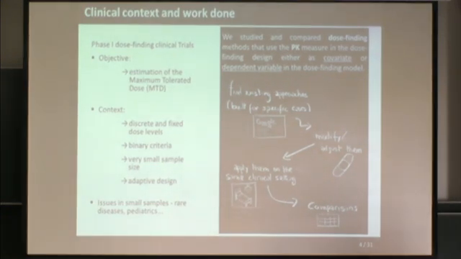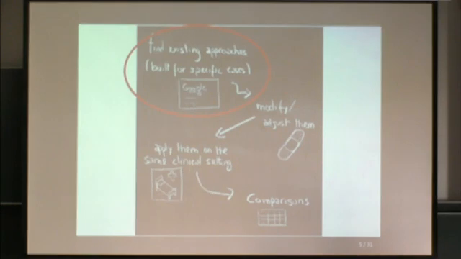And for the first year, we studied and compared dose finding method that use PK measure as covariate or dependent variable. So first of all, we had to find existing approach that usually are built for a specific case. Then we modify and adjust them in order to compare them, to apply them on the same clinical setting, and so to be able to compare their performance. So let's start with finding the existing approach.